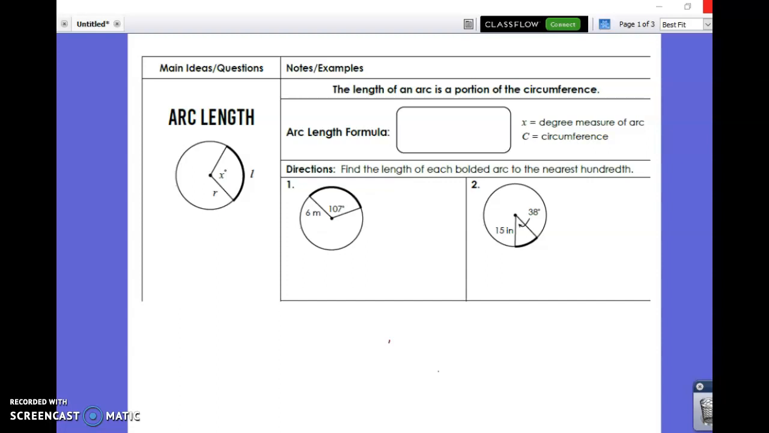So I did post another very short video for you guys to give you an introduction on the arc lengths. So right now we are going to go into more in-depth problems.